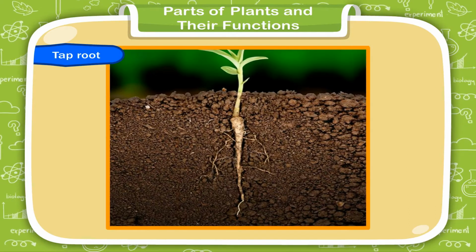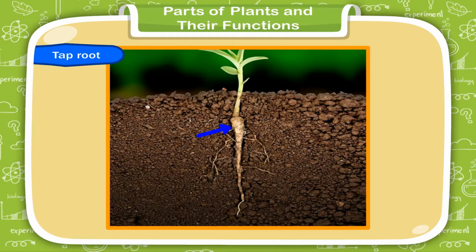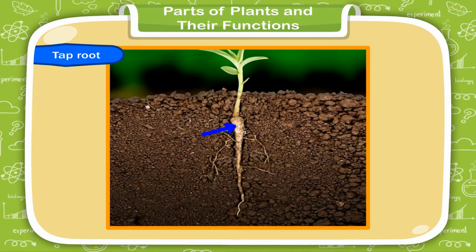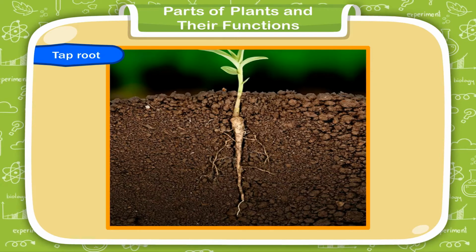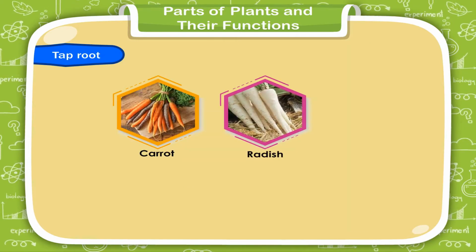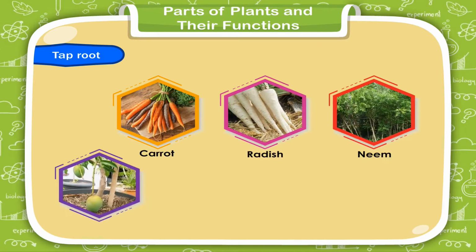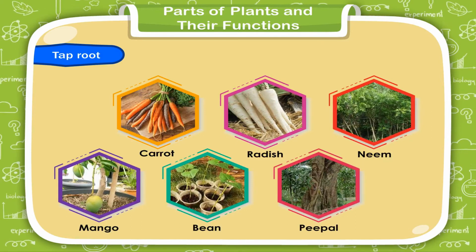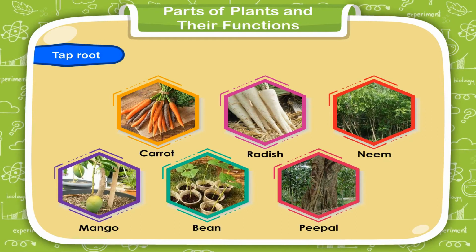Taproot. A taproot has one main thick root below the stem that goes deep inside the soil, from which smaller roots grow as its branches. Plants like carrot, radish, neem, mango, bean and peepal have taproots.